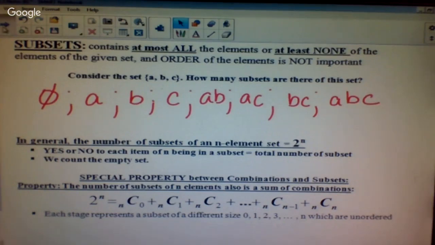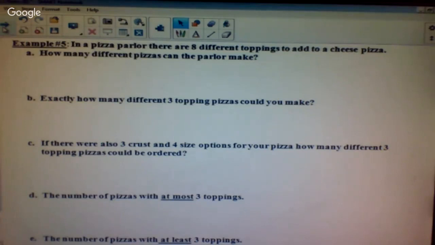Okay, so let's take a look at some of these. In a pizza parlor, there are 8 different toppings to add to a cheese pizza. How many different pizzas can the parlor make? That means I can put no toppings on it, 1 topping, 2 toppings, 3 toppings, the whole way up to 8 toppings. So that's your empty set to the whole set.